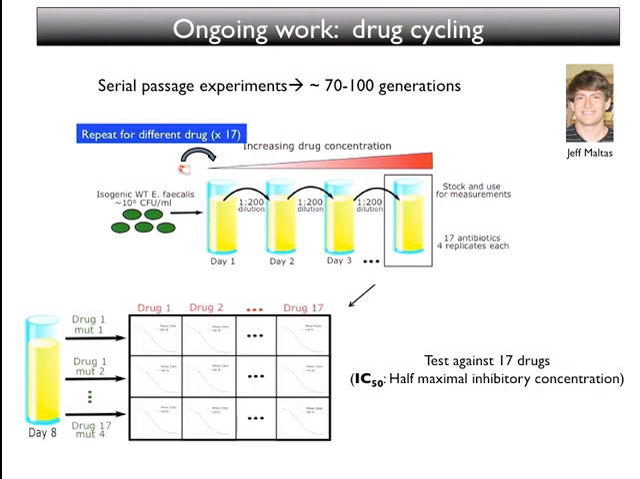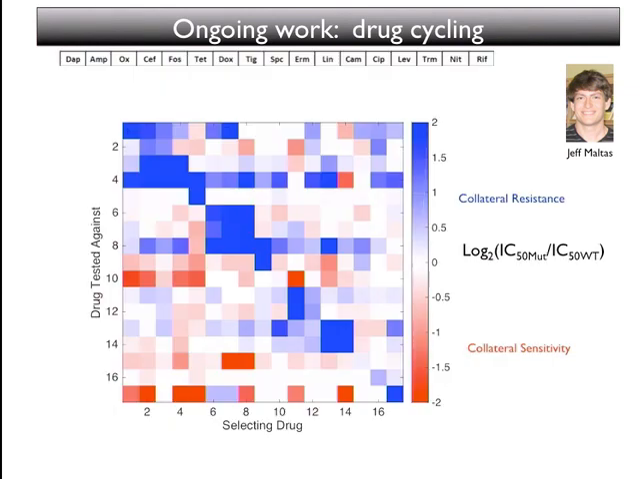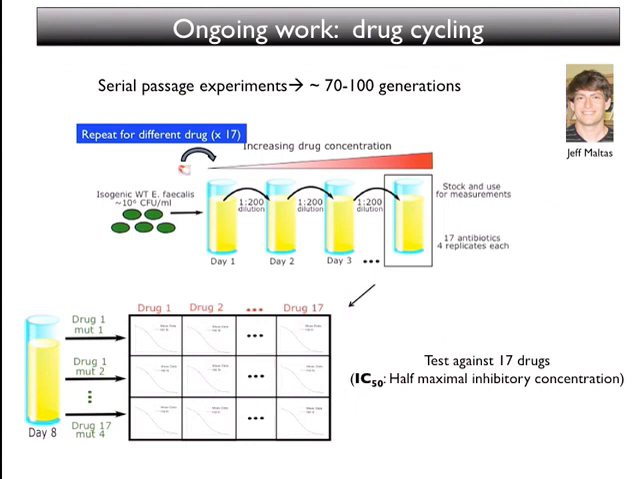And then we repeat this. We test it against 17 different drugs, right? So we have this library of drugs. So we do this evolution, we test against all 17 drugs, and now we have the response of a mutant grown in response or selected on drug A to 17 additional drugs. Okay? And then Jeff repeated this whole thing 17 times, once for each drug.